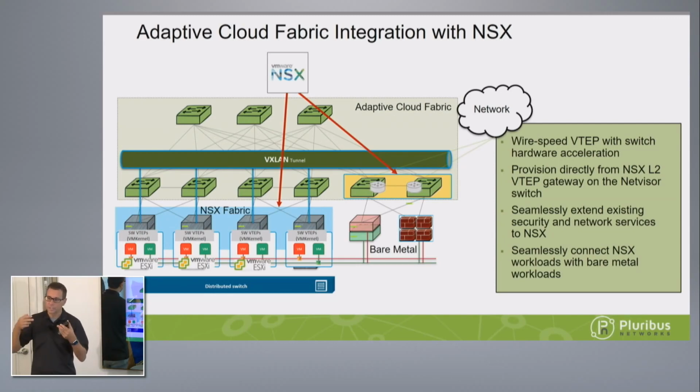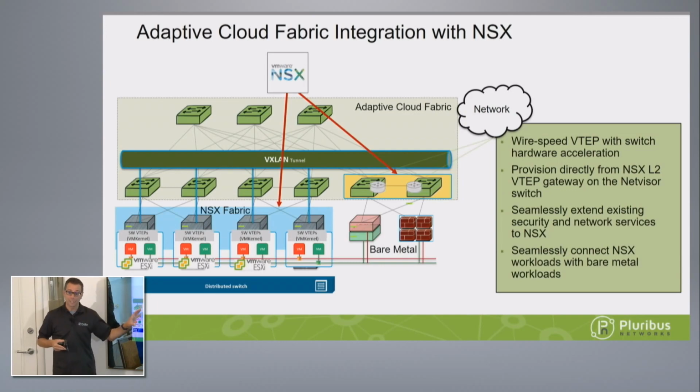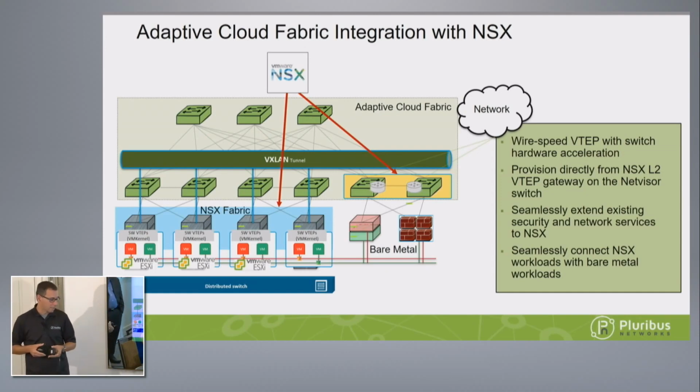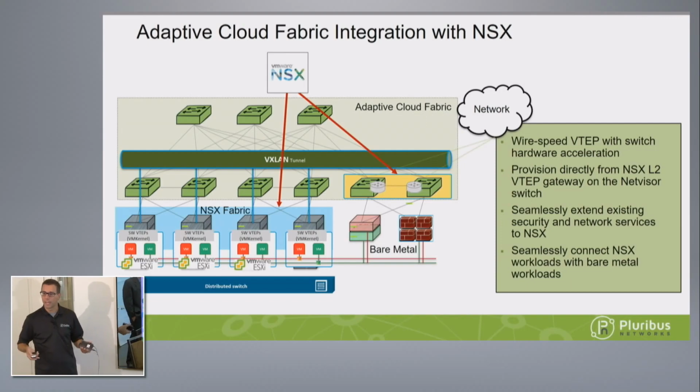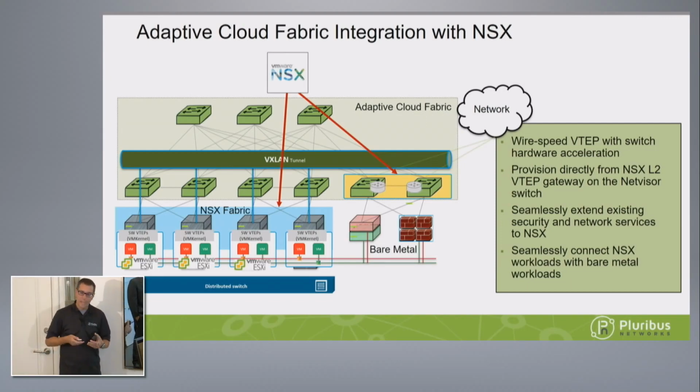So bare metal services, layer 4 services, firewall services. You can put anything anywhere in the data center, and we can stretch to it. As long as our fabric is touching the bare metal services and it's connected to NSX, we can now extend any bare metal service into the NSX cloud. The VTEP is, of course, wire speed, as you would expect off of any switch. And we have this capability of automating the creation of this tunnel through NSX now.